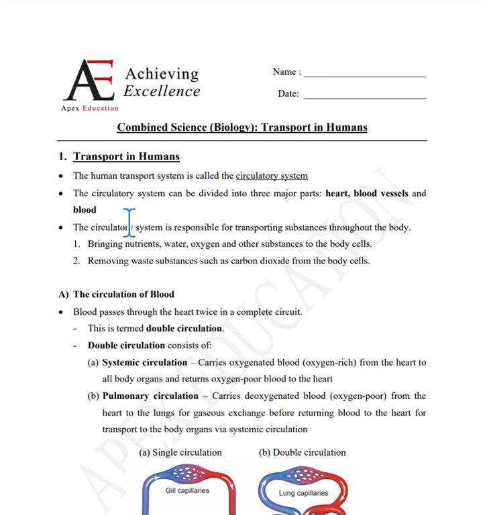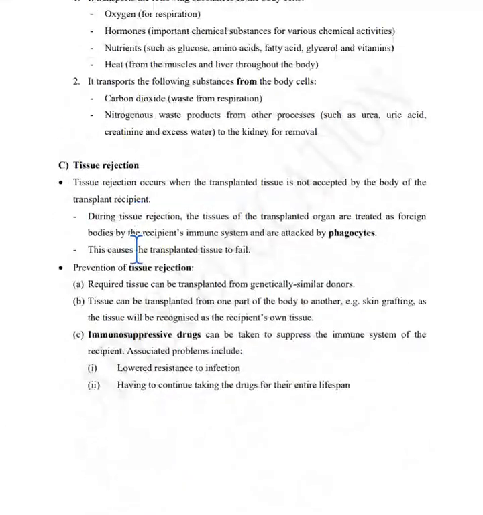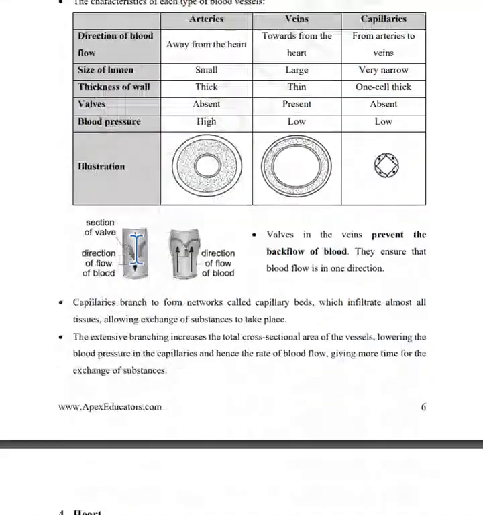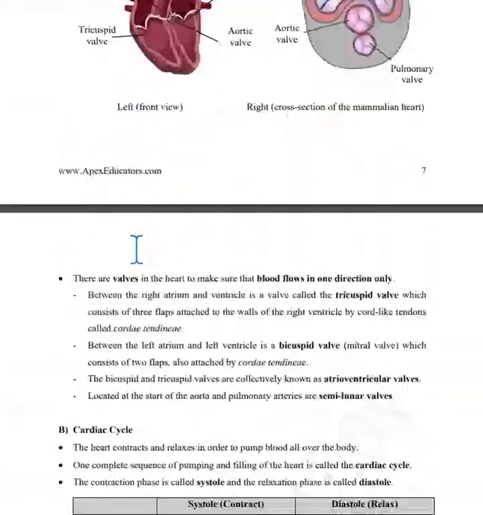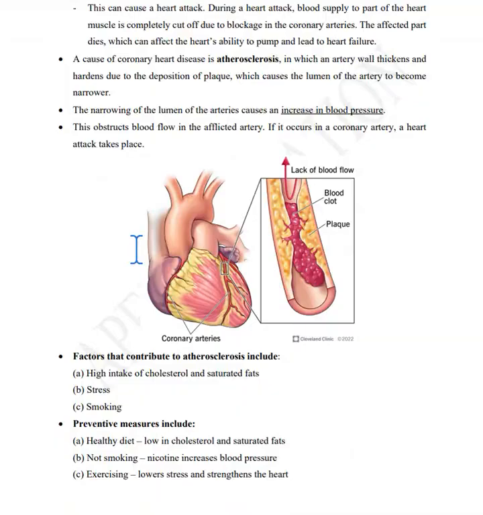This subject is worth 50% of the combined sciences subject, which is a lot. So I advise you to make sure that you really put in the effort to memorize, because it's very, very important, especially the one on coronary heart disease. I suggest you at least take down the coronary heart disease, as well as the factors and the preventive measures.